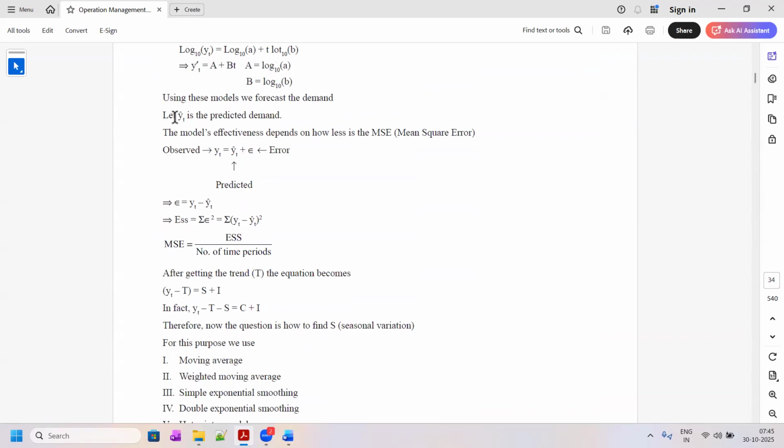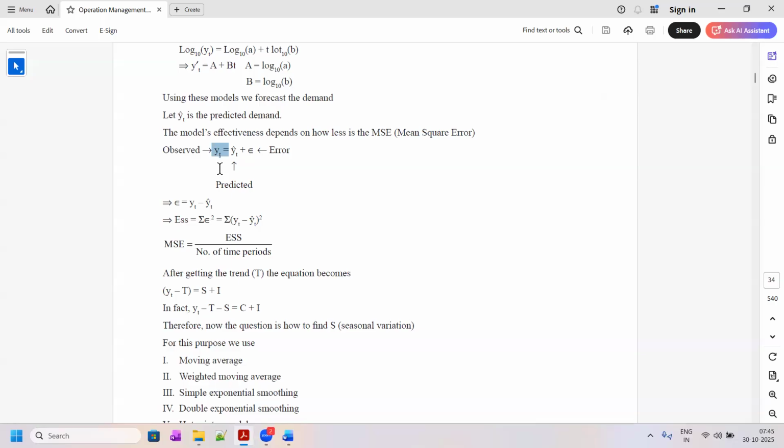Let this be my predicted demand as per my mathematical calculation and analysis. But in reality, your real demand may not be equal to the predicted demand. Suppose this is your real demand, YT. So your real demand would be equal to your predicted demand plus error, because you cannot be 100% correct. There can be a difference between the predicted demand and the actual demand, and we call the difference an error.